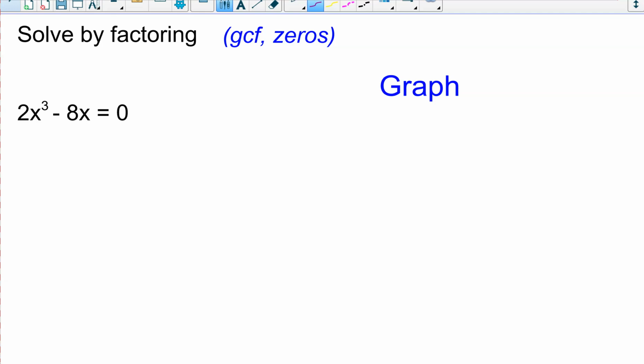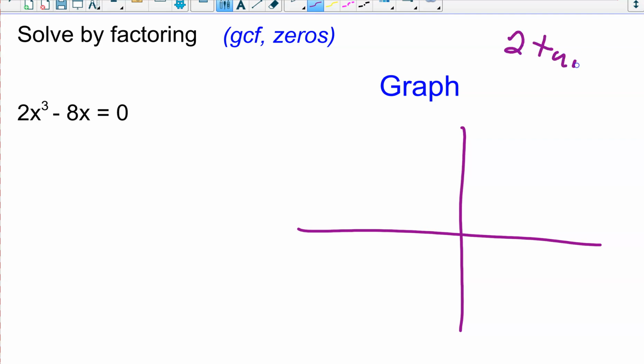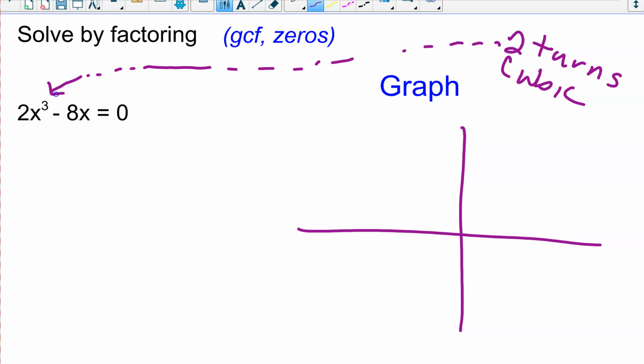Okay, let's take a look at these ones. So on this first one here, I'm looking at the graph on this one. I know there are 2 turns, and I know it's cubic. The turns is 1 less than the exponent, remember.